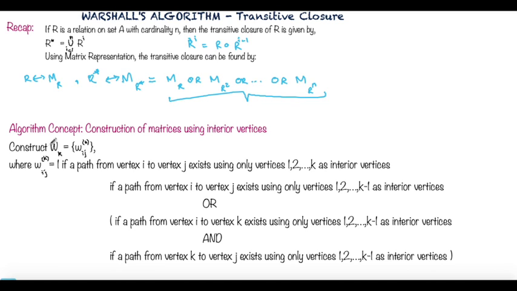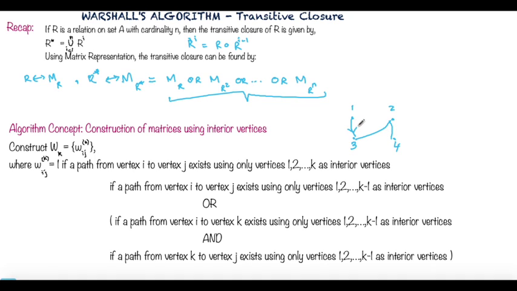The first step is to construct matrices W_k, where an element is defined by W_ij^(k). W_ij^(k) is equal to 1 if a path from vertex i to vertex j exists using only vertices 1 to k as interior vertices. So what does it mean? It means that, for example, if we have vertices 1, 2, 3 and 4, and then we have, for example, this path, this path and this path.